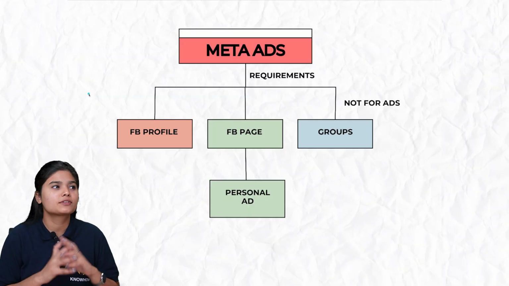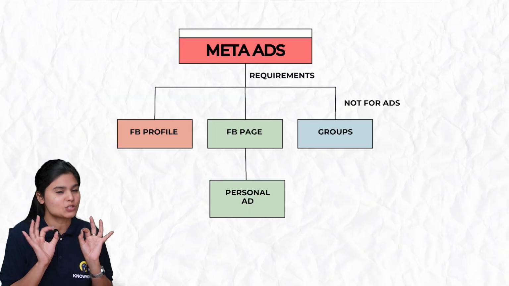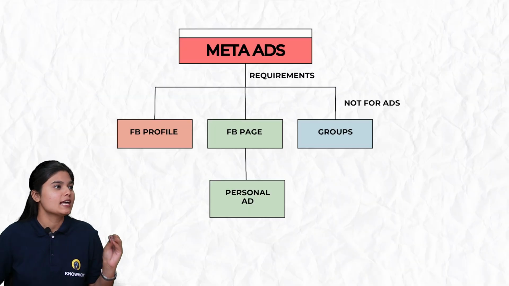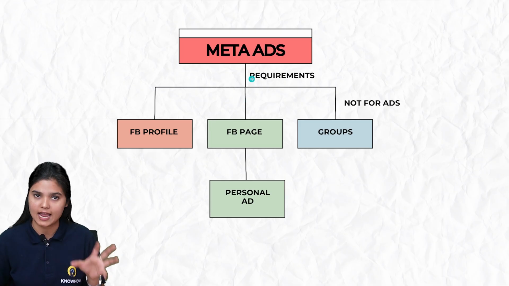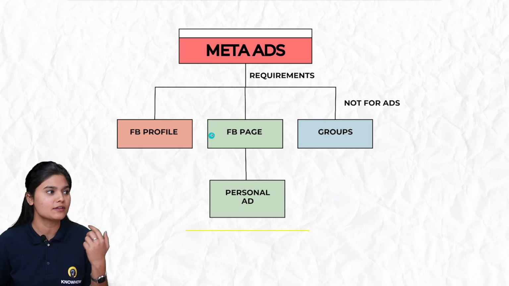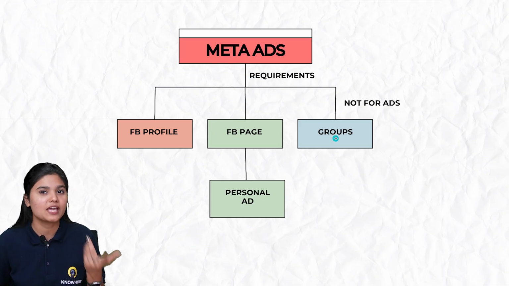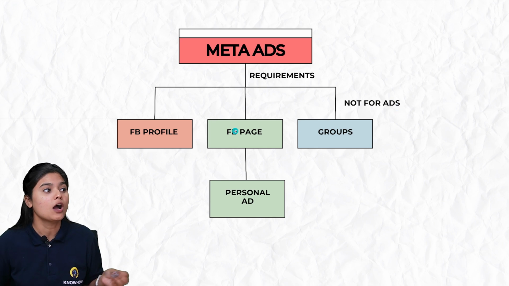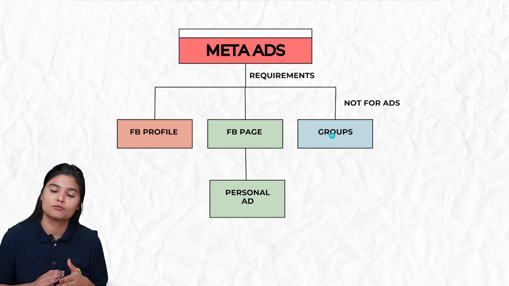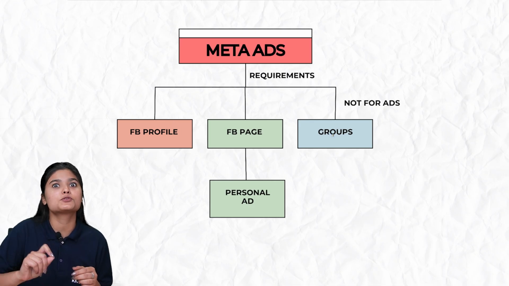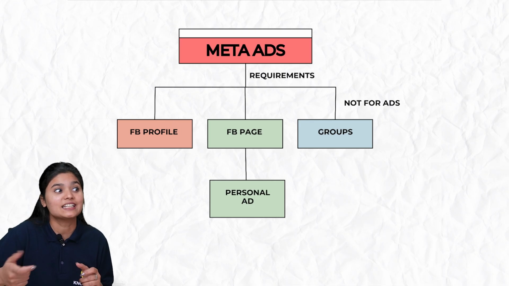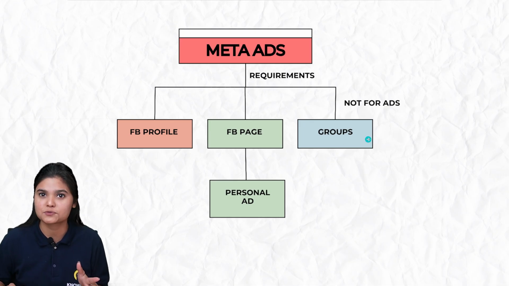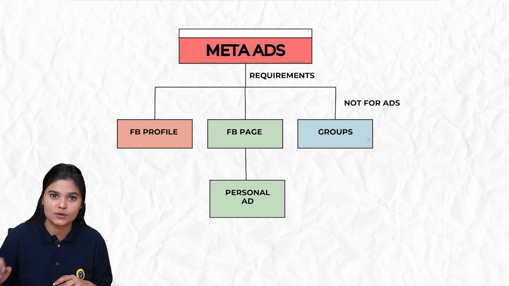Okay, so I have created one simple chart for you guys. So basically, for running ads, we need a Facebook profile and a Facebook page. But of course, we have something called a Facebook group as well, but it's not required for ads. Now, all these three things I have already discussed, and also told you how to create these three things on Facebook. You can check out that video as well.